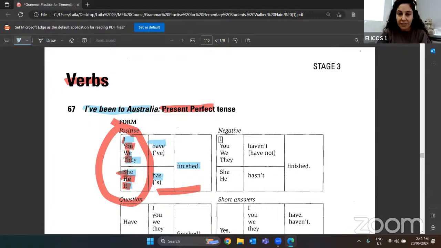If it's a negative, so same subjects, you just add the not, but we can attach the not to the verb have. So it becomes, I haven't finished. So for example, I haven't finished watching that movie. I haven't finished reading that book. He hasn't finished work. He's still at work. It's sentences like that. So the action is not yet completed.